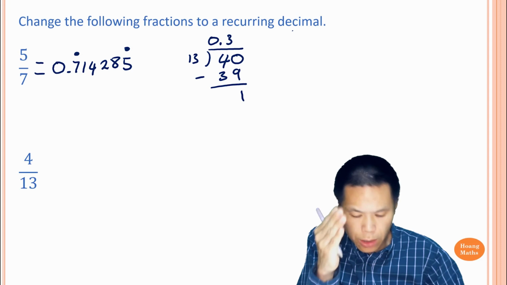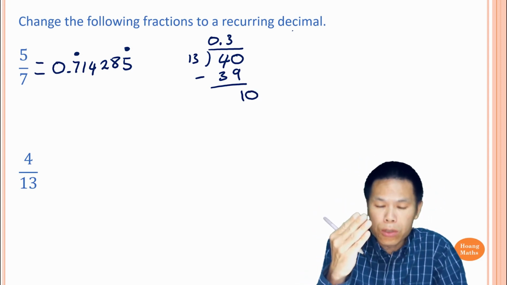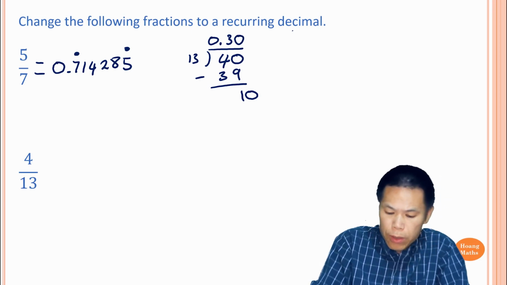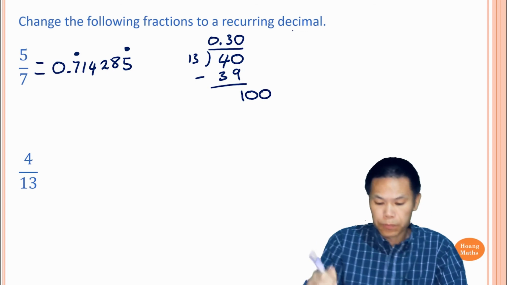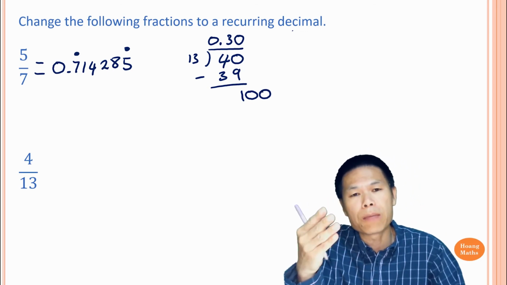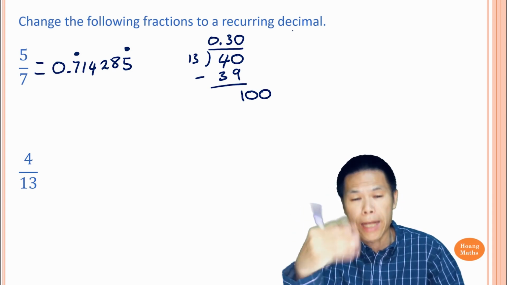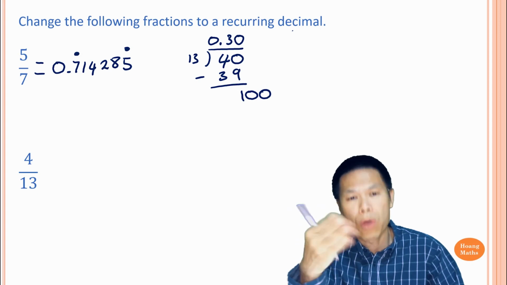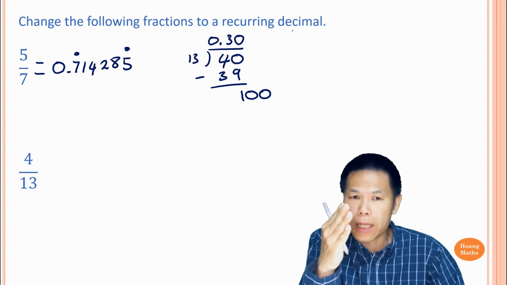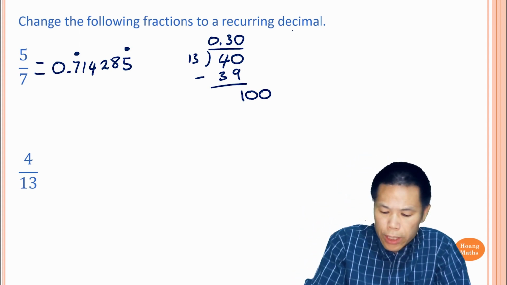And 13 cannot go to 1, so we add a 0. And 13 cannot go to 10. So therefore, we put a 0 down, and then we add a 0 here. So that becomes 100. 13 go to 100. If you think about it, okay, 9 times 13 is more than 100. And 8 times 13 also more than 100, because 8 times 10 is 80, and then 8 times 3 is 24. So it should be 7. So we can check it out.